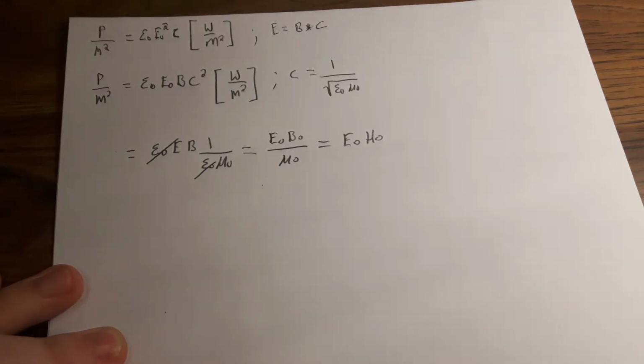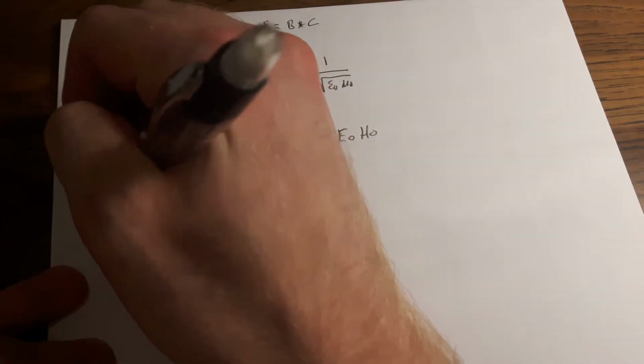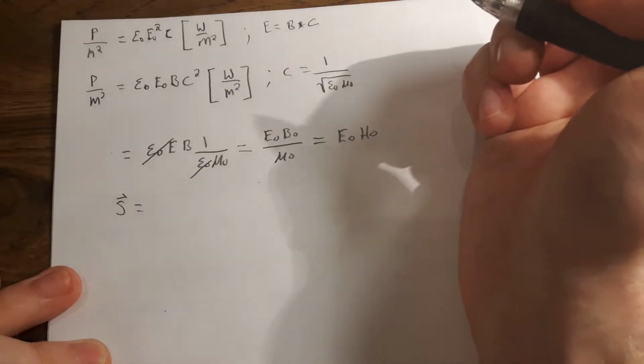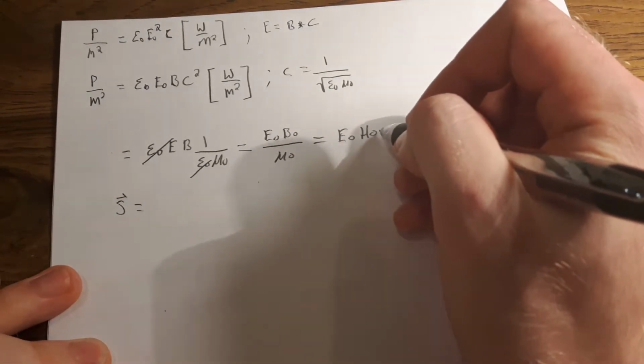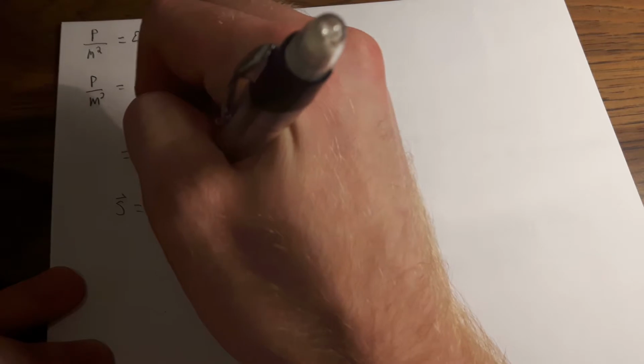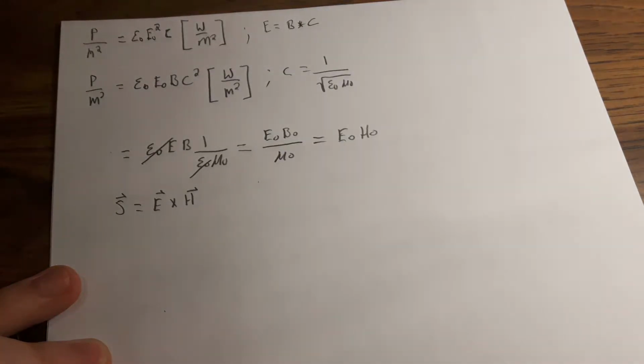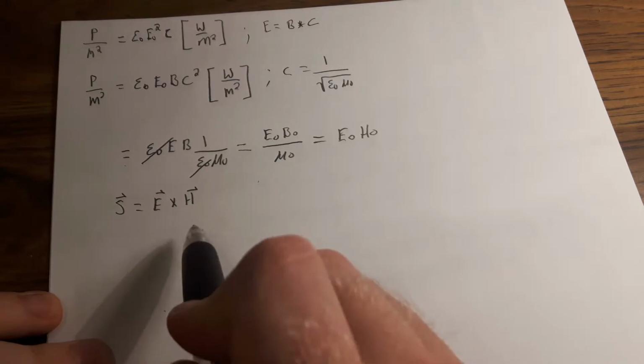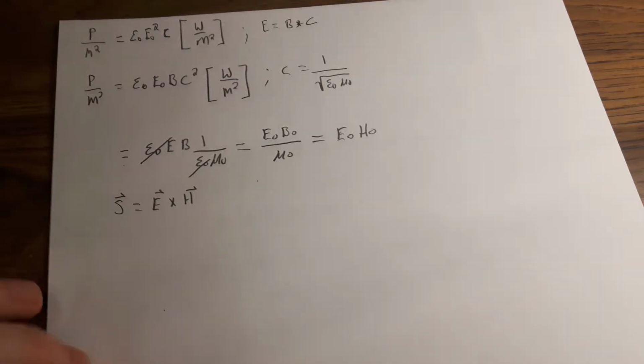And since power transfer is in the direction of propagation, and in a transverse electromagnetic wave, this is perpendicular to both the E and B fields, we can define a vector S that is equal to this magnitude and perpendicular to both the E field and the H field. And we express that by E cross H. This expresses the energy flux of the electromagnetic field.